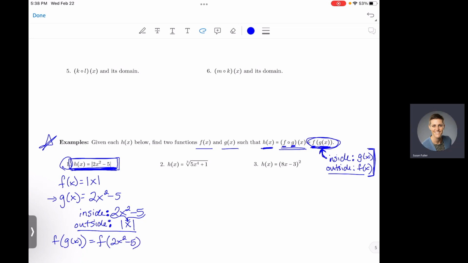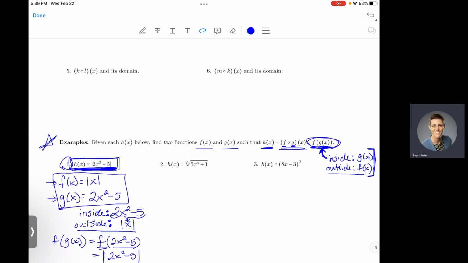And then this notation says I'm going to take 2x squared minus 5 and plug it into f. F is here. So when I take 2x squared minus 5 and plug it in for x, I get the absolute value of 2x squared minus 5, which is exactly what we started with. F circle g of x gives me h. And that's really what I was looking for. We're decomposing this function h into an inside function and an outside function.